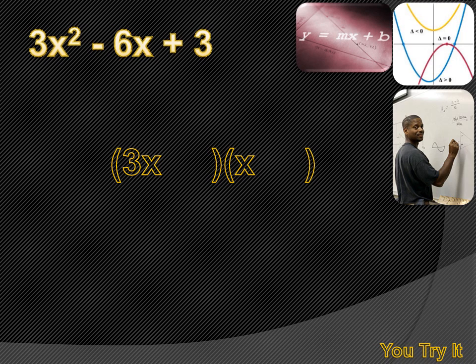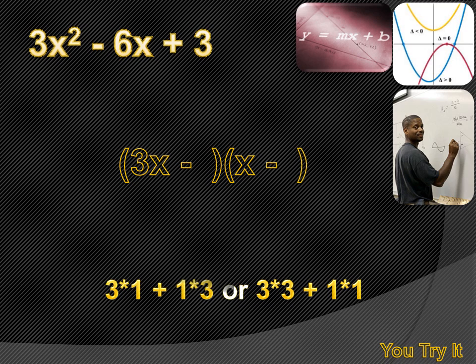The b term is minus 6, which means that my c term has to be factors of minus 3 and minus 1. Both are minus, so I'm going to put a minus sign in each of the brackets. Now I know my factors for the c term are 3 and 1, but I don't know if I want to put the 3 in the first bracket or put the 3 in the second bracket. And I'll figure it out this way.